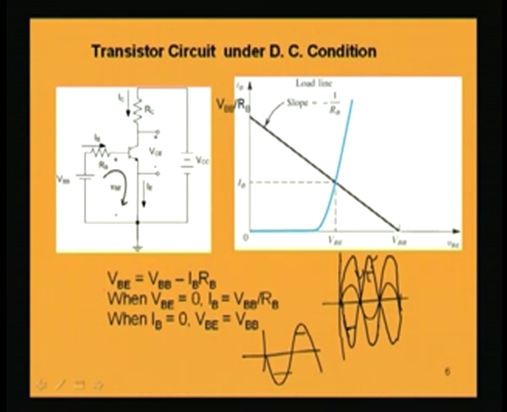That is evident from the input circuit equation. If we write down Kirchhoff's voltage law in the input circuit, VBB minus IB RB equals VBE. So, I can draw this load line very easily. If I make VBE equal to 0, then IB is equal to VBB by RB, that is this maximum point, and when IB is equal to 0, VBE is maximum, which becomes equal to VBB, the base biasing voltage. Joining these two points, I get this load line. The point where it intersects the input characteristic gives the input circuit operating point.